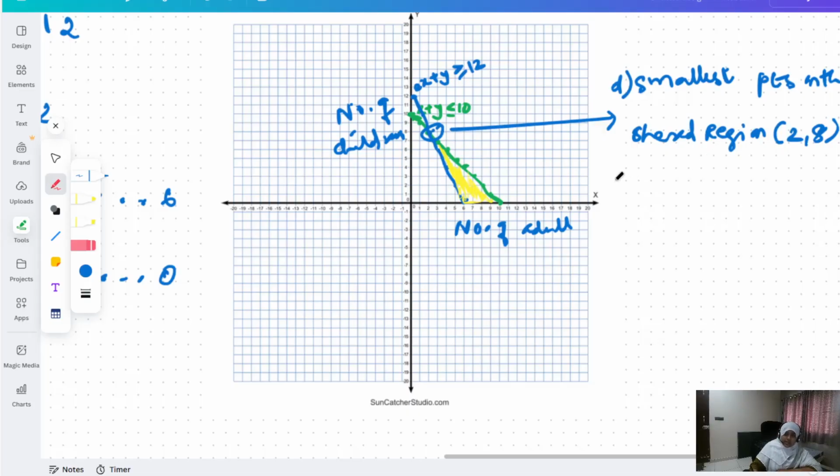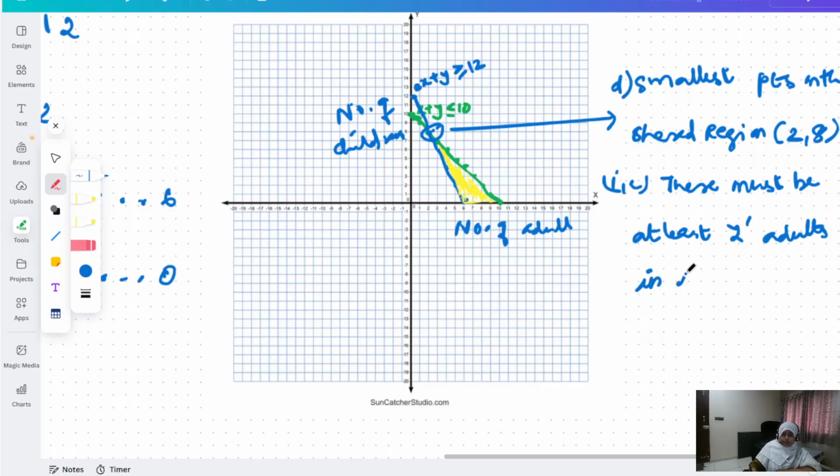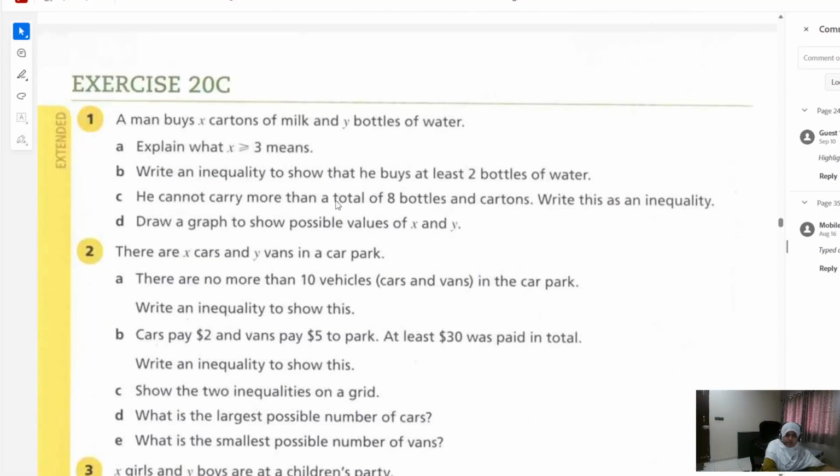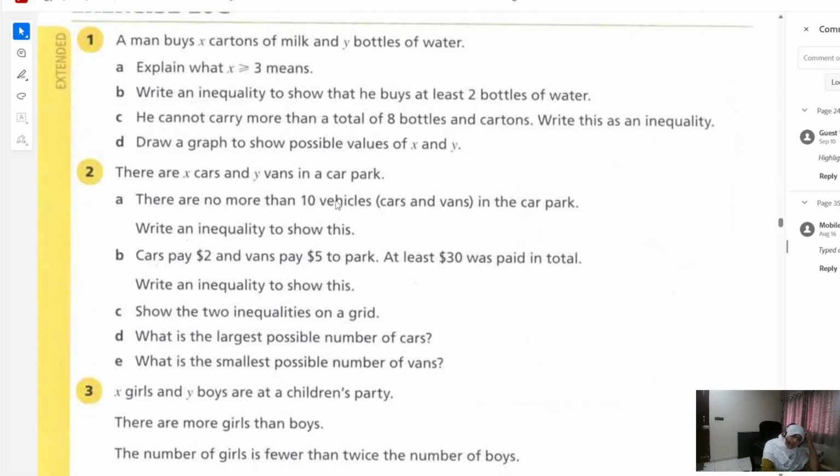So there must be at least 2 adults in the trip. Okay, I hope this is clear. We'll just move to the next part of the exercise, that is the last exercise, 20C.